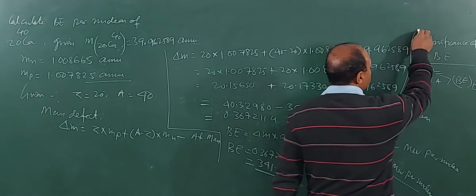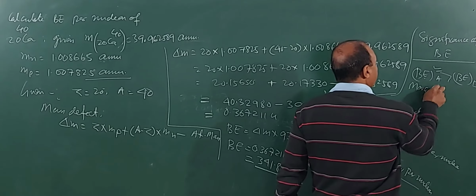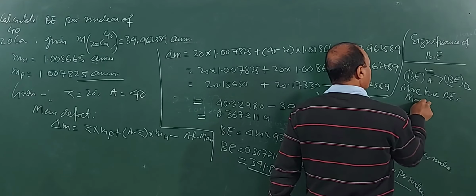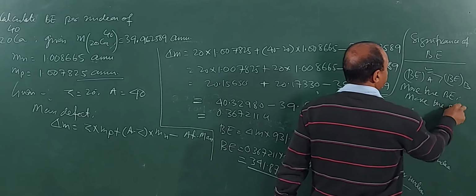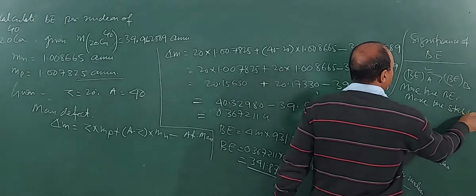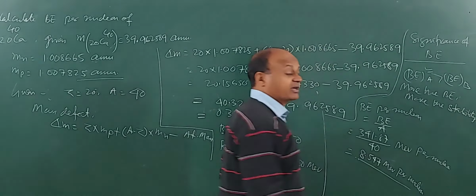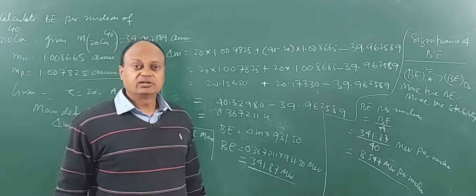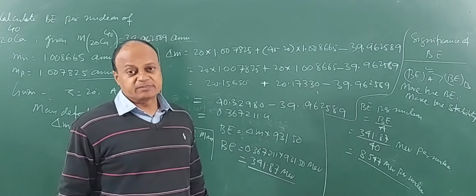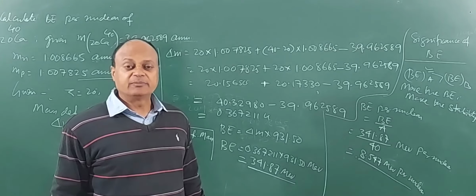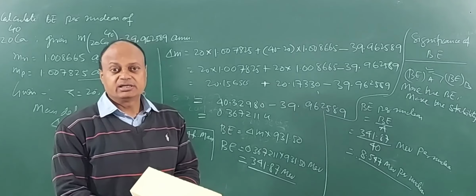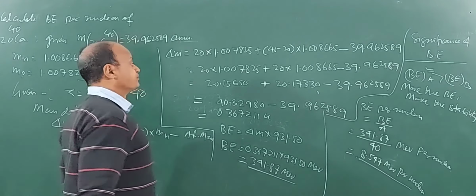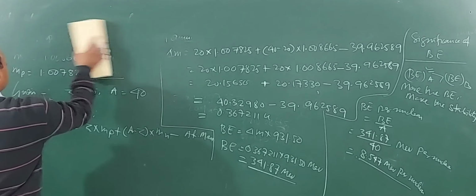So the significance is, more the binding energy, more the stability. Nuclei which are stable have greater binding energies. Nuclei which are radioactive, which undergo spontaneous emissions and break down subsequently, have lower binding energy. If the binding energy is low, the binding energy per nucleon is also low. Okay, so let's see this.